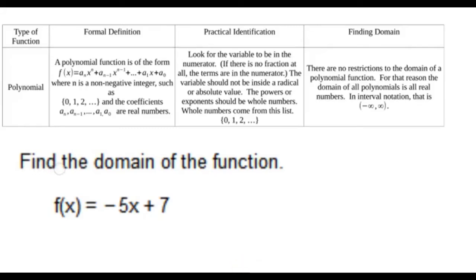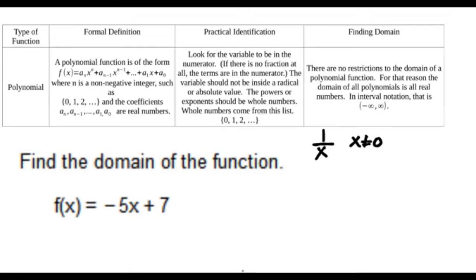For this question, we want to find the domain of the function f of x equals negative 5x plus 7. As we look at this function, we're looking for signs of restrictions on the domain. And what I mean by that is we're looking for a variable to be in the denominator because division by 0 is undefined and the denominator cannot equal 0 because of that.